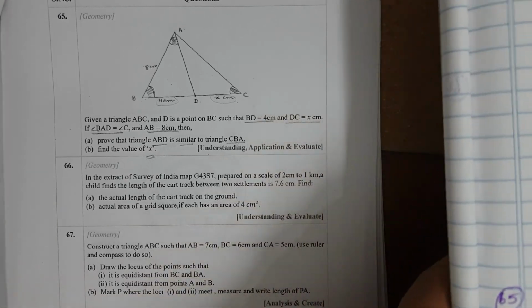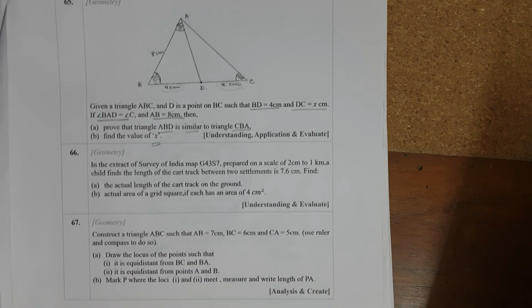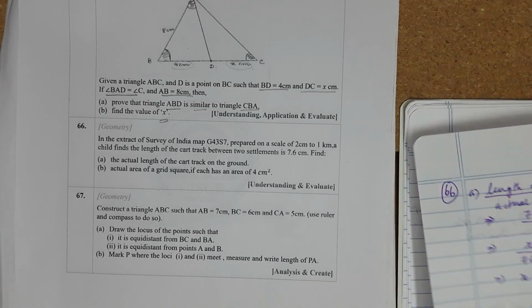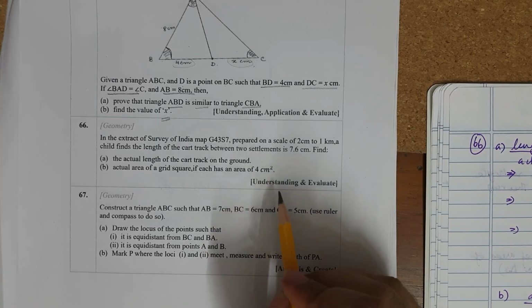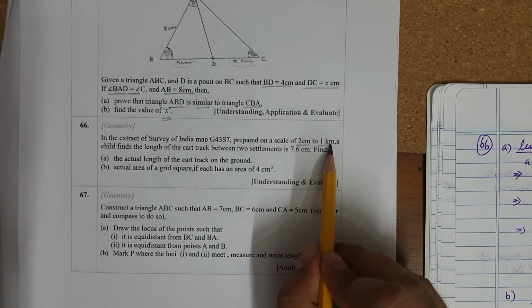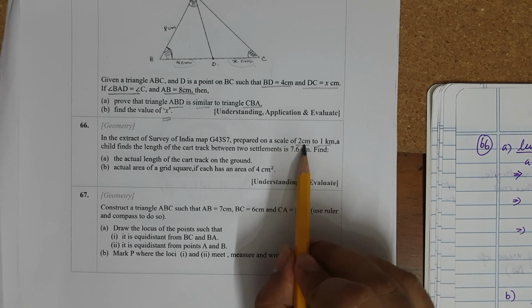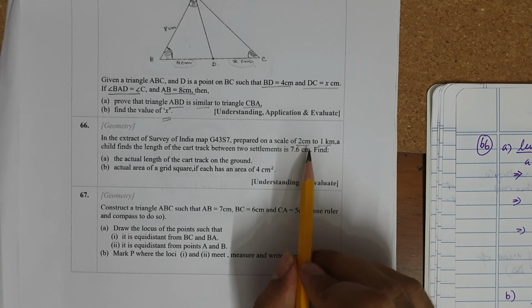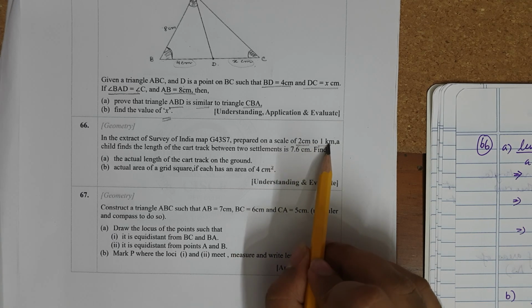Then moving ahead, the next question is about a map. So there is a survey map of India, and they have mentioned the scale. The scale of the map which is prepared is 2 centimeter to 1 kilometer. So 2 centimeter is the length in the map that corresponds to an actual length of 1 kilometer. So the ratio of length in map to actual length is 2 centimeter to 1 kilometer. So this is my scale factor given.